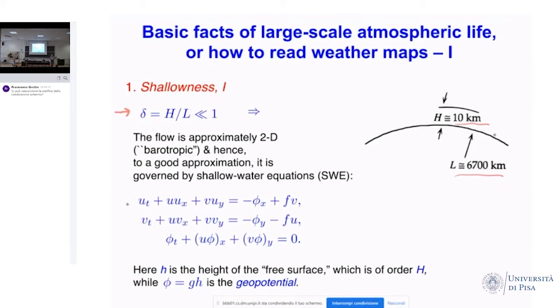So barotropic in general fluid dynamics just means that density is only a function of pressure. Here, barotropic essentially means that there's no dependence on height. Okay. So hence, the good approximation is governed by shallow water equations. So I hope that everybody here and online is familiar, seeing these equations at least once.